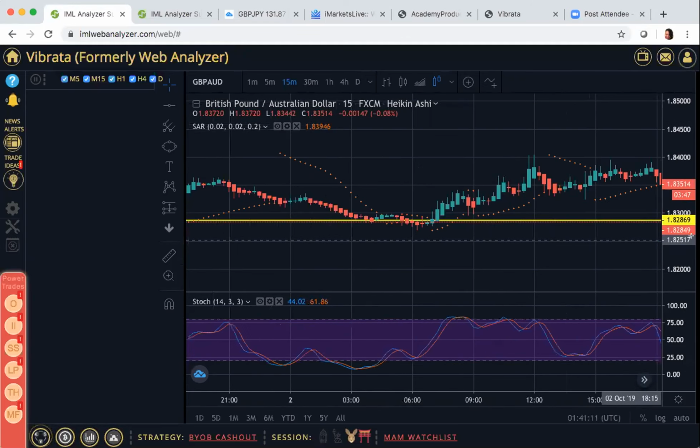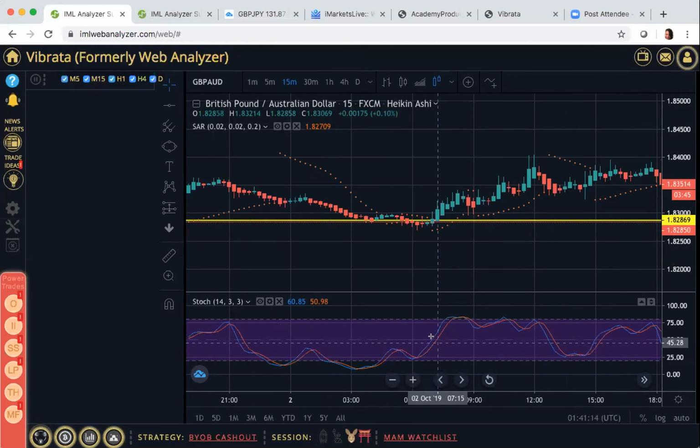But by the time you get the momentum, the stochastic might be here. But remember, it's momentum. Momentum has to move, right? It's not going to stand still and wait. Momentum is moving.